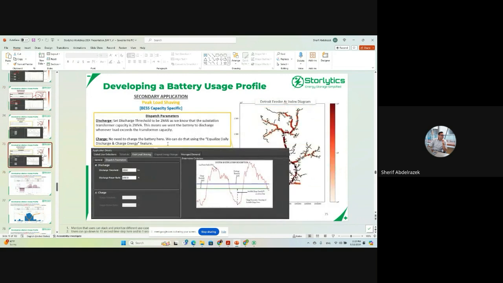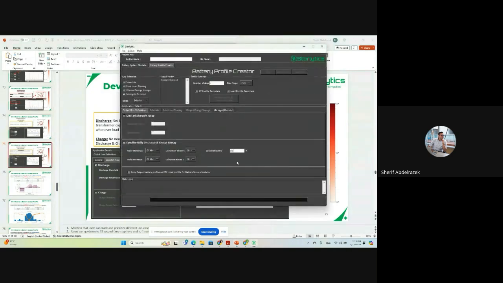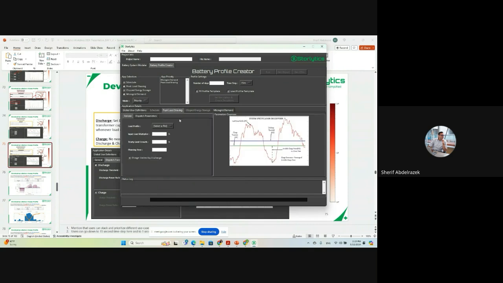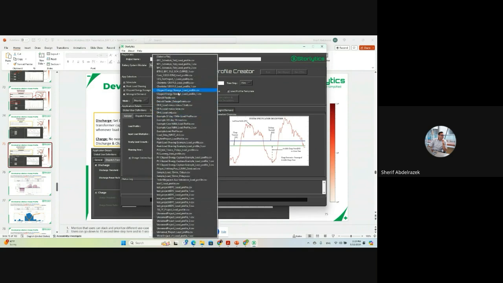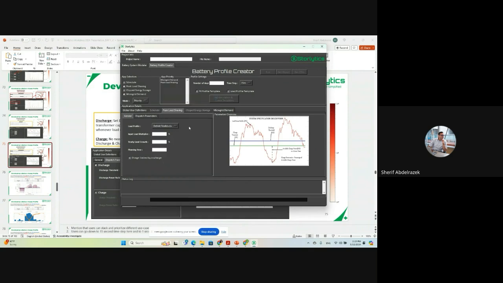Reliability. All right, so we know the capacity rating of the transformer was 2 megawatts, right? So we turn on peak load shaving and we select Detroit feeder, this time without the outages. So this is the full feeder load. Input load multiplier 100%, because we're trying to shave the load on the feeder, so no need to scale back.